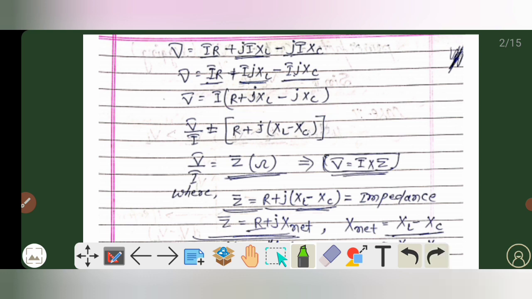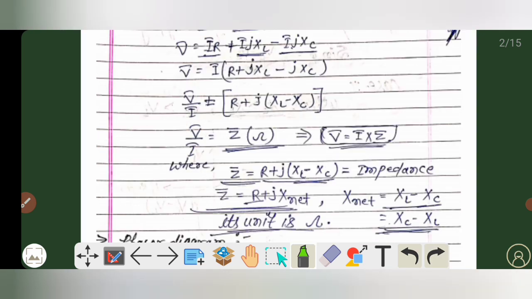If we send this I to the LHS, then V by I is equal to R plus, and from these two terms we take j as common. Then the equation comes out to be V by I is equal to R plus j into XL minus XC. Now, V by I equals resistance, and in this case, the series RLC circuit, we denote it by Z, that is impedance. So Z is equal to R plus j into XL minus XC. This is the impedance.